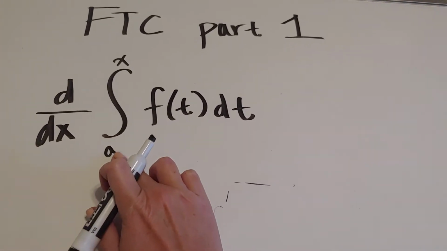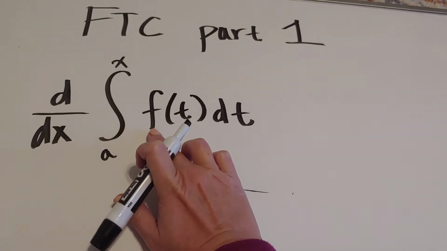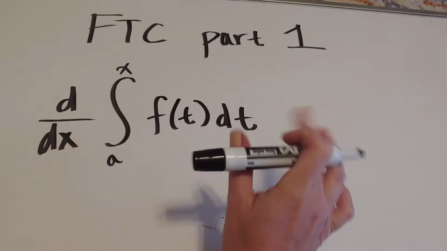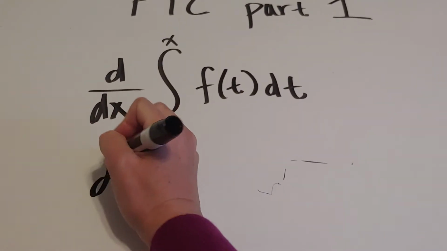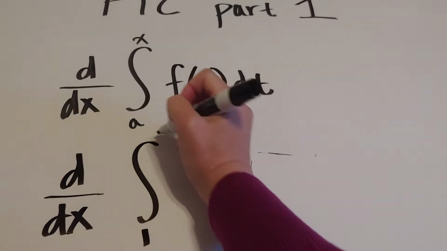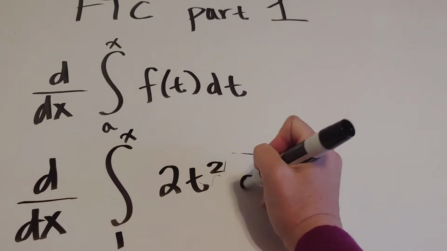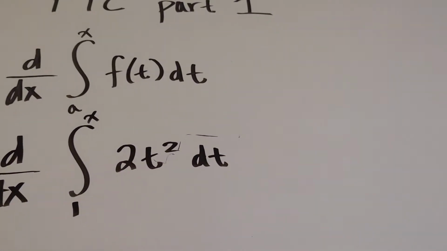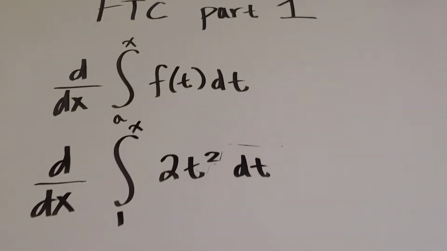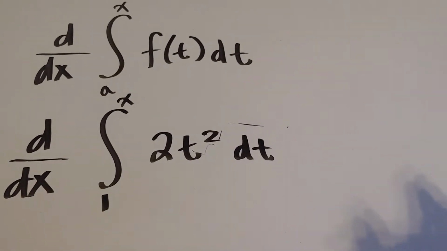The bottom is a number, the top is an x or a function of x. And then we have t's next door. So for example, you could be given d/dx of the integral from 1 to x of 2t squared dt. All right, so these problems are weird and students kind of freak out about it, but here is the rule.